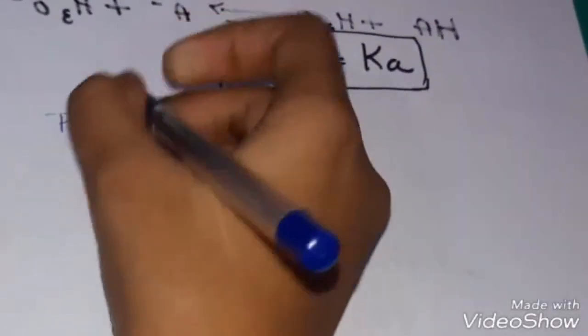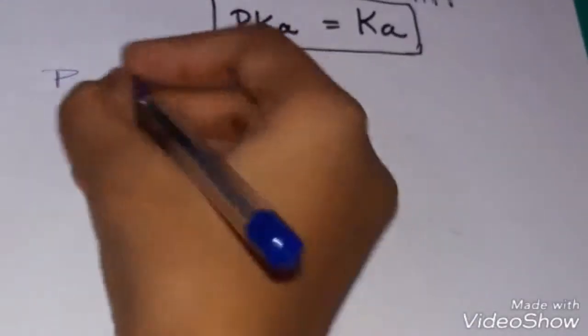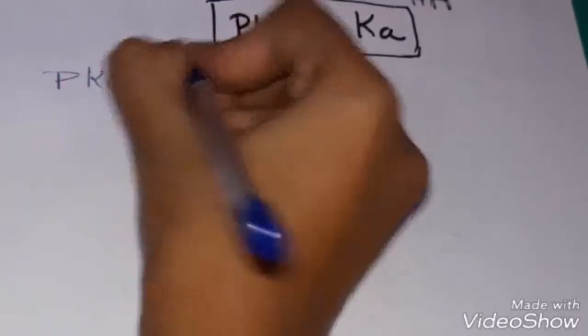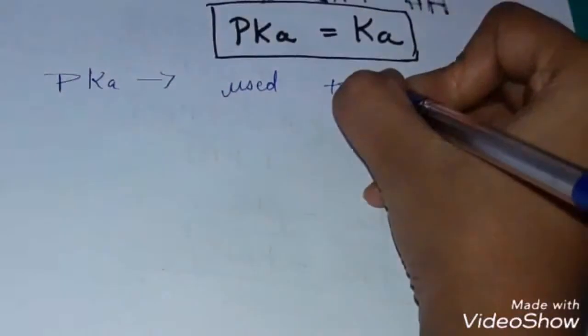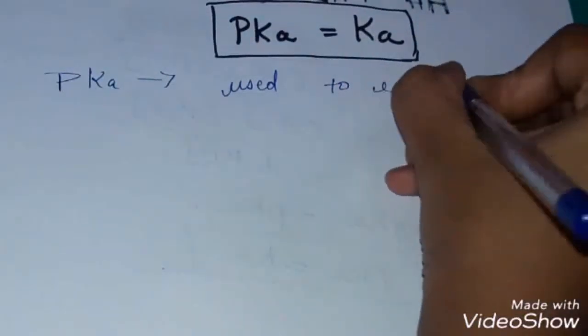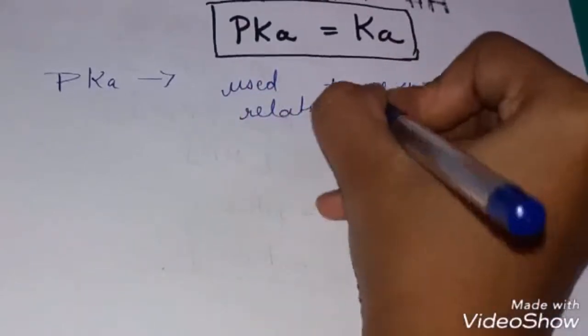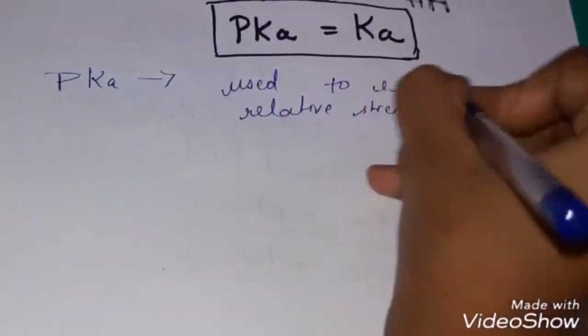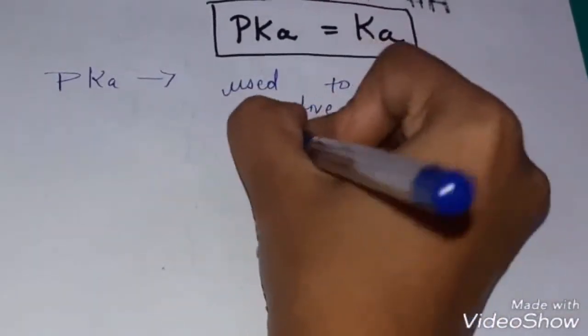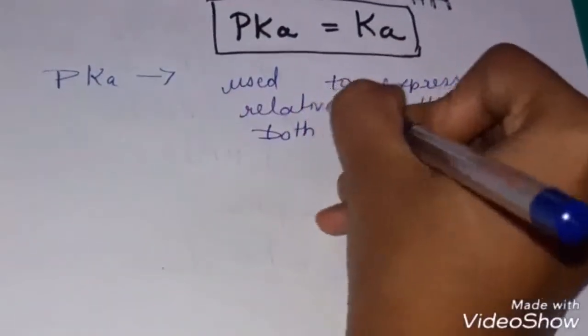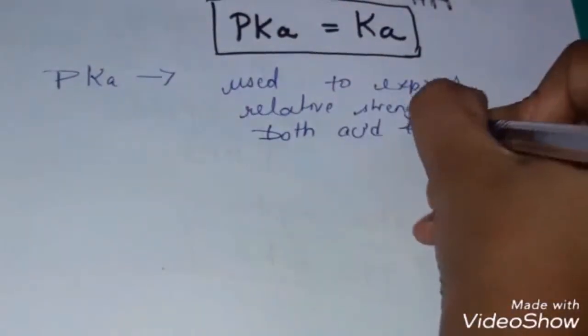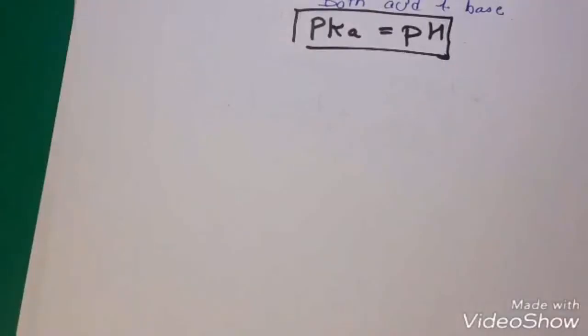So we can write: pK is used to express the relative strength of both acid and base. Next we will see the relationship between pK and pH.